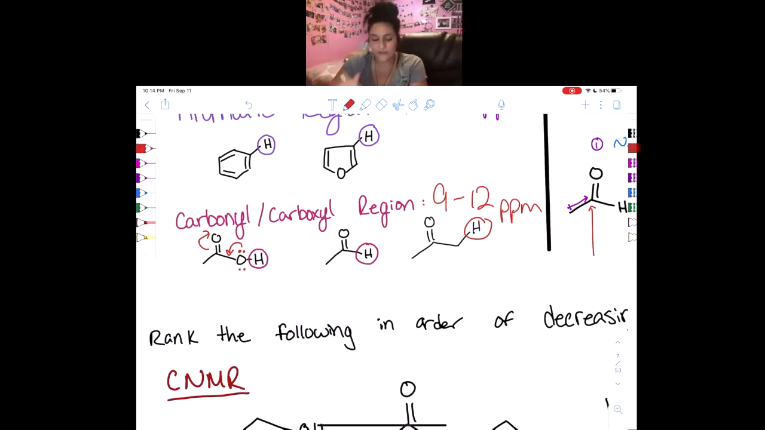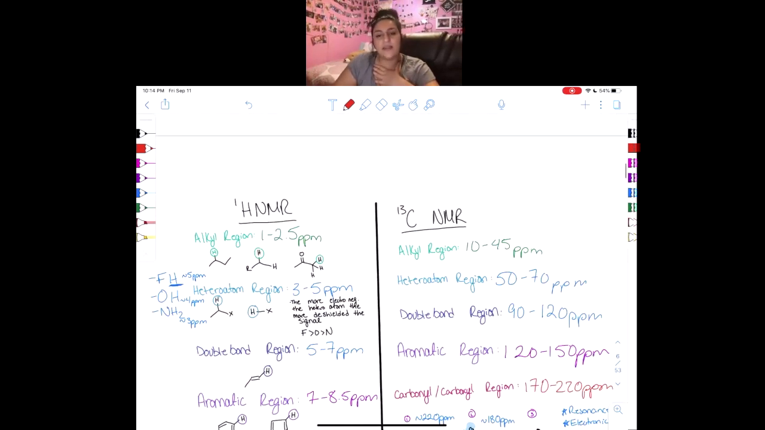Now, excuse me, for this hydrogen, it is going to be the most de-shielded. So this is going to be your 12 ppm. Now, between the aldehyde and the ketone, the aldehyde is going to be your 9 ppm. And the ketone is actually not even going to be in this region. So I'm going to go ahead and cross that sucker out. It is actually in the alkyl region.